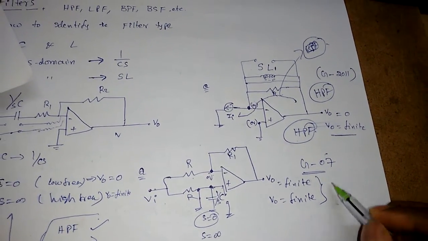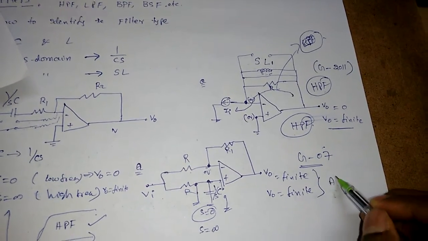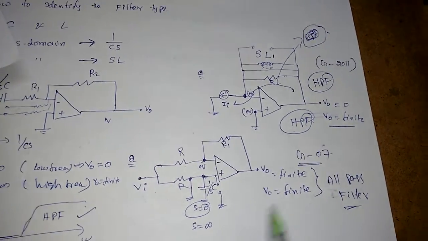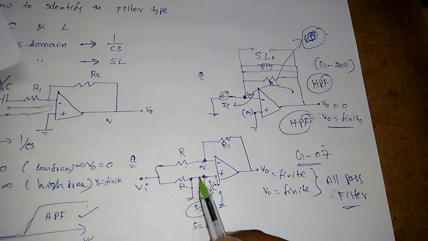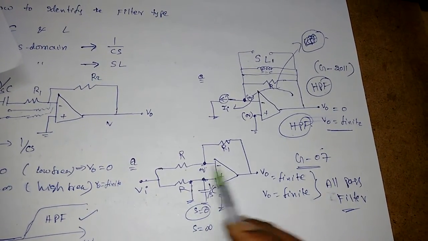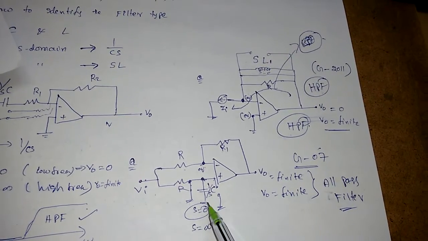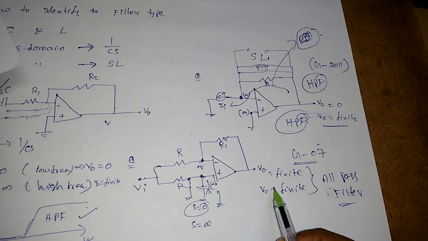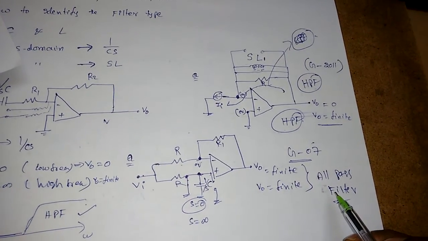That means it is an all pass filter, right? So what is the condition? When S is equal to 0, it will become a short circuit. So 0 0, so I am getting a finite value. When S is equal to infinity, so it's an open circuit, still I am getting the output as a finite value. So that's why it is an all pass filter.